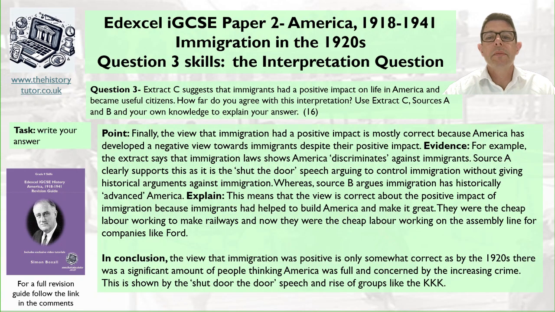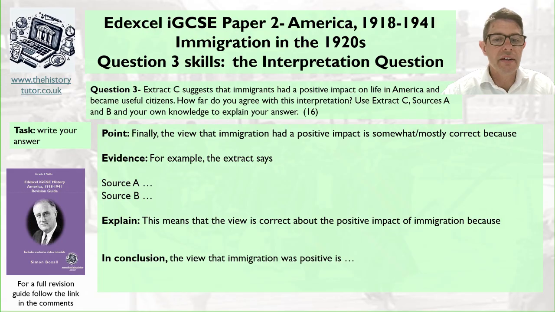So finally, the view that immigration had a positive impact is mostly correct because America has developed a negative view towards immigrants despite their positive impact. So for example, the extract says that immigration laws showed America discriminates against immigrants. Source A clearly shows this as it is the shut the door speech, arguing to control immigration without giving historical arguments against immigration. So I've actually used the provenance of that source there, so that might be a useful skill to make sure you're trying to achieve. Whereas source B argues immigration has historically advanced America.